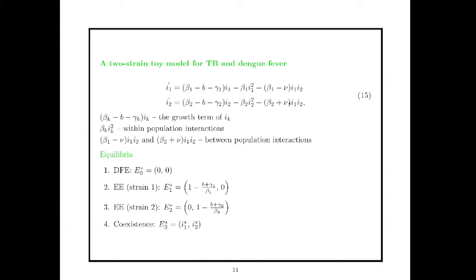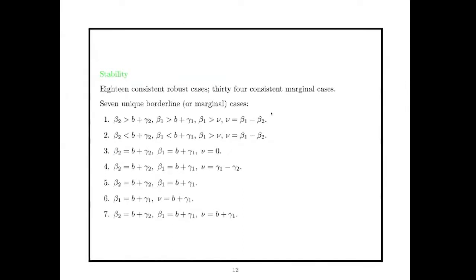If you do a dynamical systems analysis here, you'd find that you have 4 equilibria, and you can do an analysis for the 4 equilibria. When it comes to stability, we have 18 consistent robust cases and 34 consistent marginal cases. And of these different cases, you have 7 unique marginal cases. And by marginal, as I said earlier, what this means is in these particular cases, you cannot extrapolate from the linearized system back to the fully nonlinear system. Okay. And as a result, you have to use other techniques.